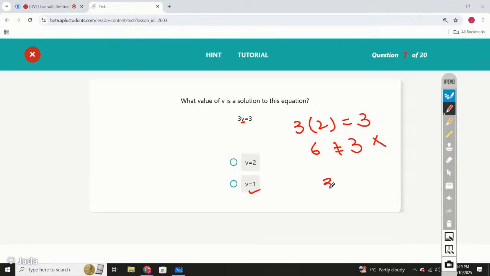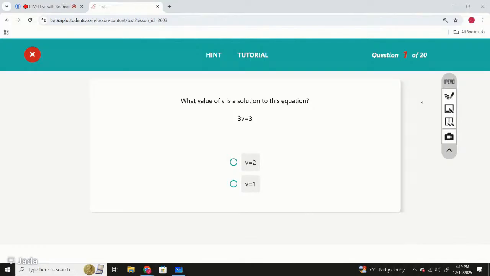Now we need to look at the second value, v equals 1. So replace the variable with the value. 3 times 1 is 3, and 3 is equal to 3. So yes, option number 2 is the correct option. V equals 1 is the solution to the equation. Got it? The correct option is v equals 1.